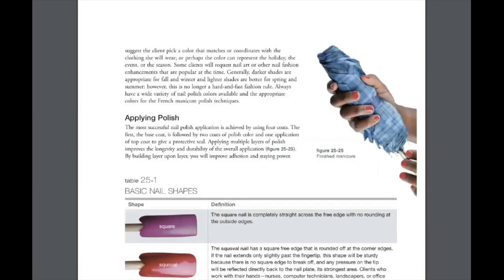When you're applying polish, you want to apply the base coat first, then two coats of polish, then you want to apply your top coat. You're going to do thin, even coats to create maximum smoothness and minimal drying time.